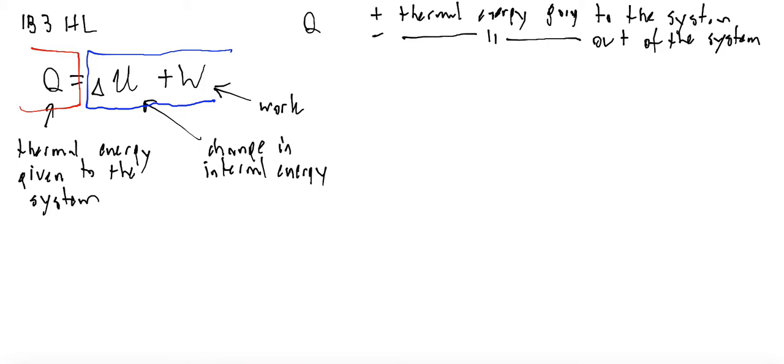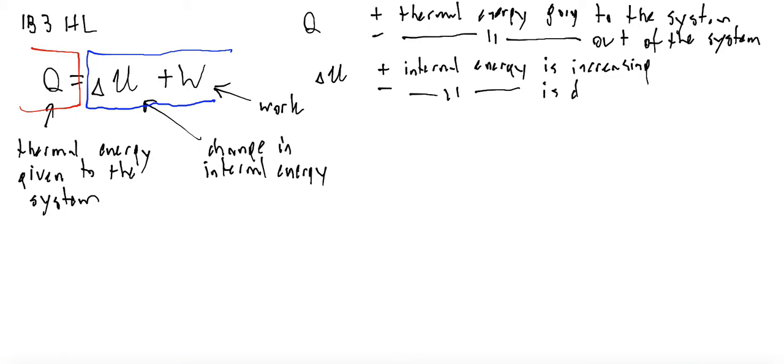Okay, the same with delta U. Delta U is the change in internal energy of the system. Of course, if delta U is positive, then the internal energy of the system is increasing. So if we have a gas, then the temperature of the gas increases. If we have an ideal gas, which cannot change state, then the temperature of the ideal gas increases. But if delta U is negative, then the internal energy of the system is decreasing. In the case of a process without change of phase, like an ideal gas, the temperature is going down. So the temperature of the gas is decreasing.